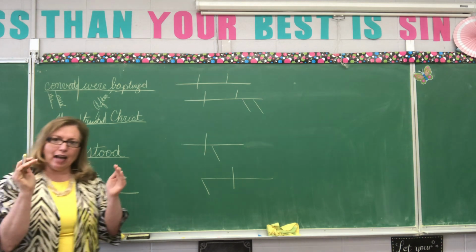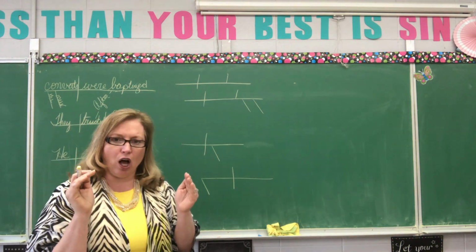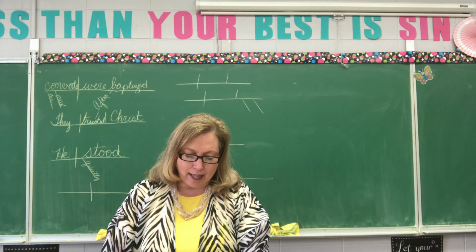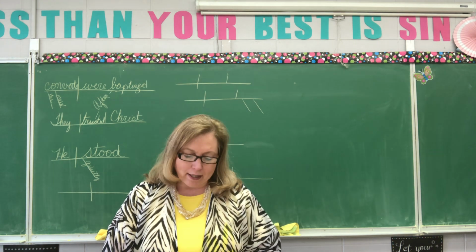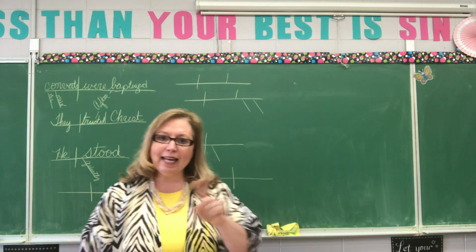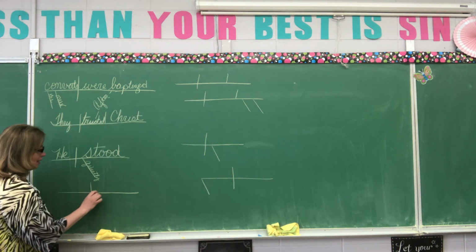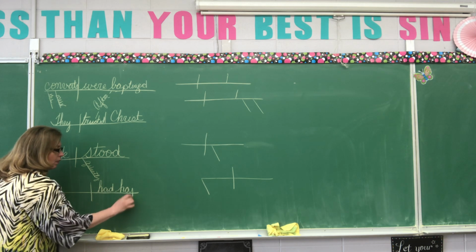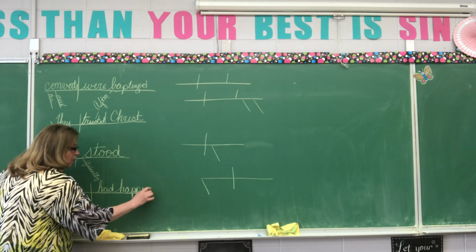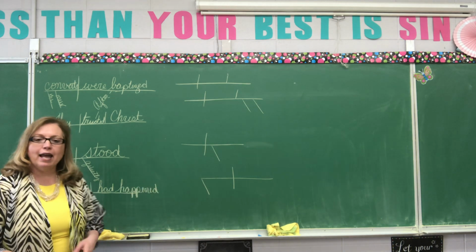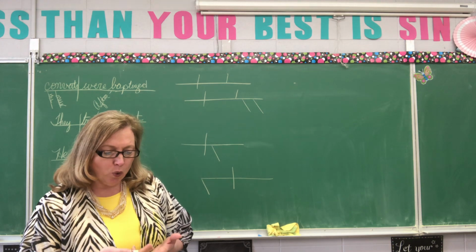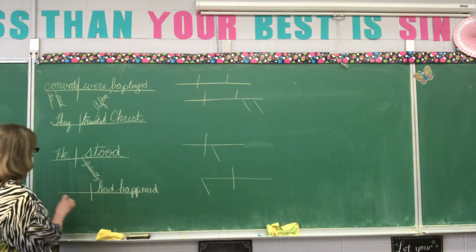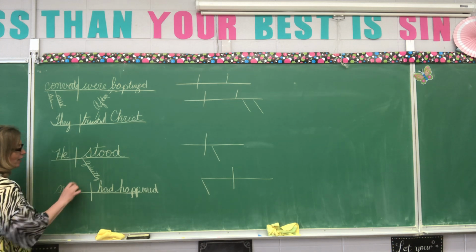Now go inside your brackets, go inside the clause. Okay? The clause again was as if nothing had happened. What is the verb? Had happened. So put had happened. Okay, now what's the subject? Who or what had happened? Nothing. Nothing had happened. So that is my subject.